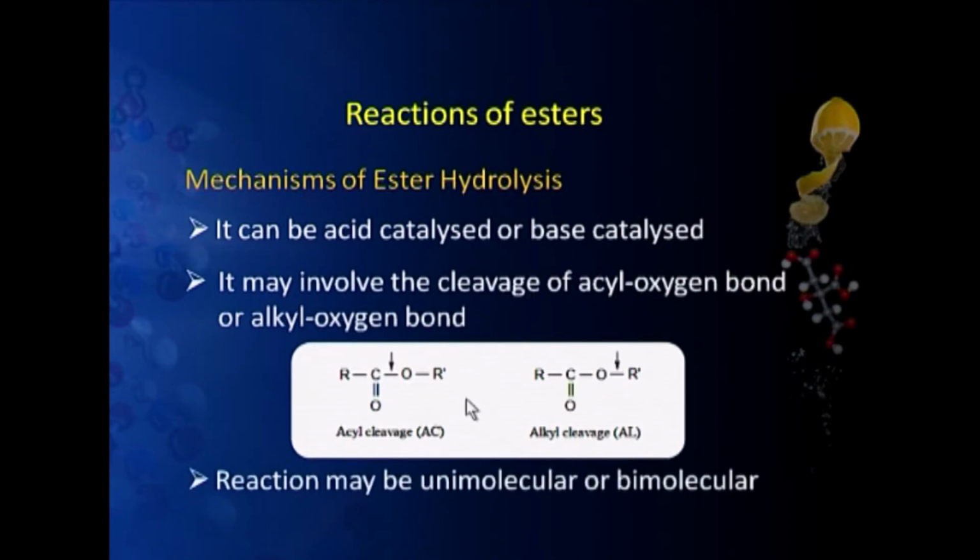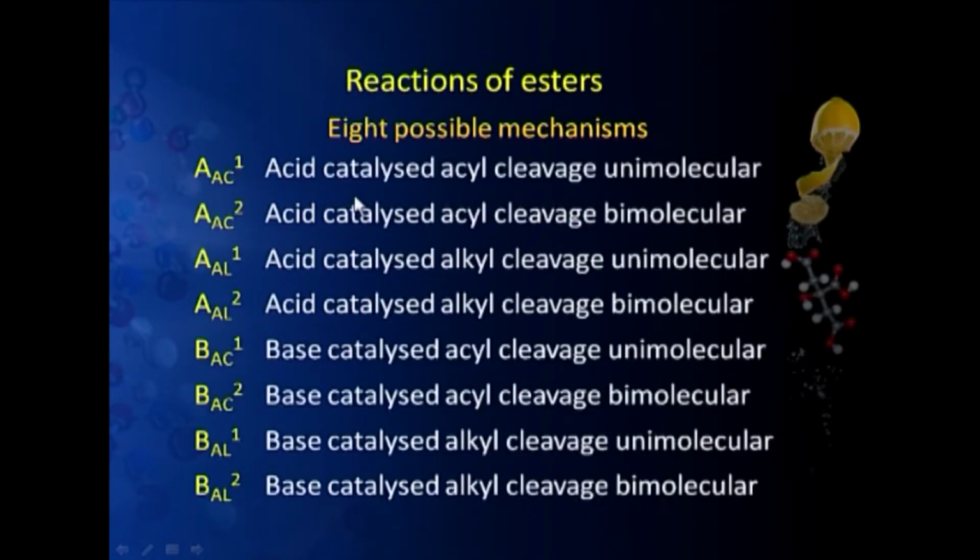And third, the reaction may be unimolecular or bimolecular depending upon the kinetics of the reaction. So there are three factors involved: acid or base catalyzed, acyl oxygen cleavage or alkyl oxygen cleavage, and unimolecular or bimolecular. Taking all three factors into consideration, 2 into 2 into 2, there are 8 possible mechanisms for ester hydrolysis, and these are those 8 possible mechanisms.